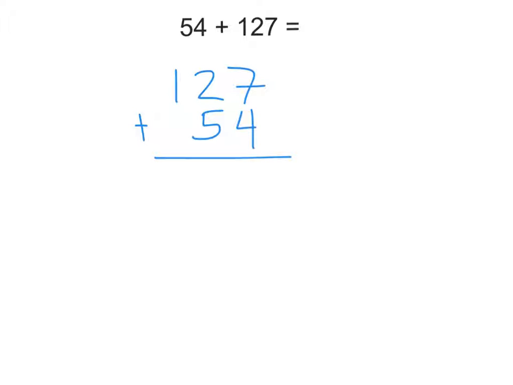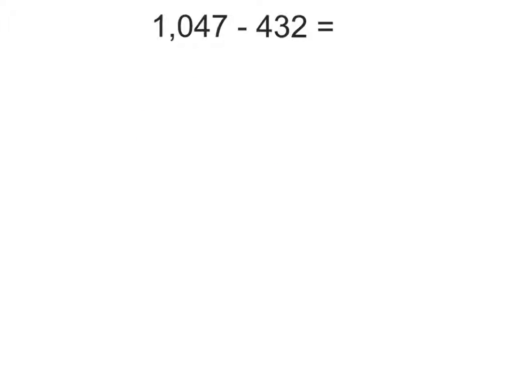So now when I add, I'll start with the ones. 7 plus 4 is 11. Put the 1, carry the 1 over to the tens. 5, 6, 7, 8 tens, and then 1 plus 0, 1 hundreds. So we have the result 181.